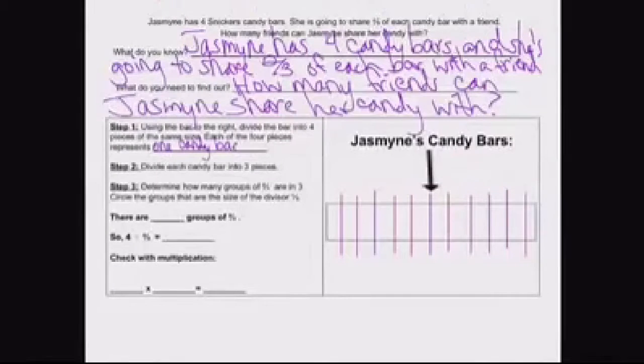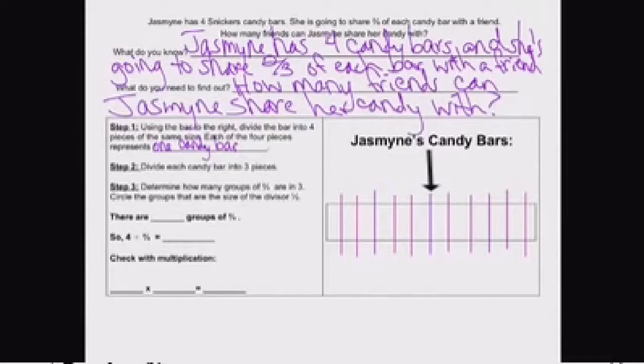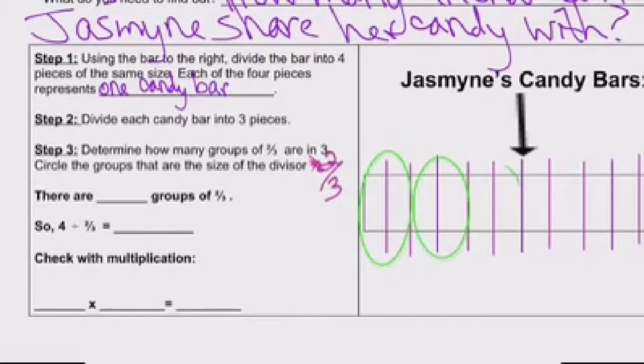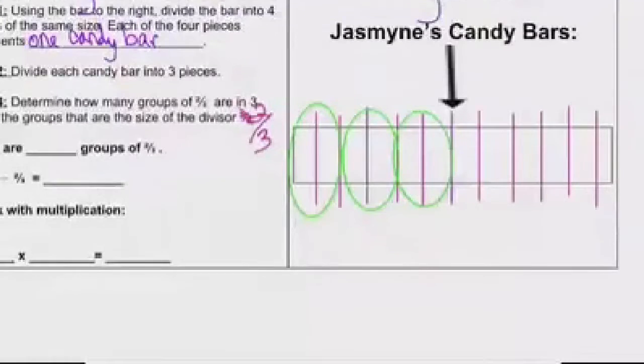Okay, that's step 2. Step 3 says to determine how many groups of 2/3 are in 4. Circle the groups that are the size of the divisor. Oops, and yours should be correct. Of the divisor 2/3. Okay, since we're dealing with 2/3, we're going to circle groups of 2 here. Okay? So see how I'm putting 2 together in a group? So we want to put 2 in a group together.